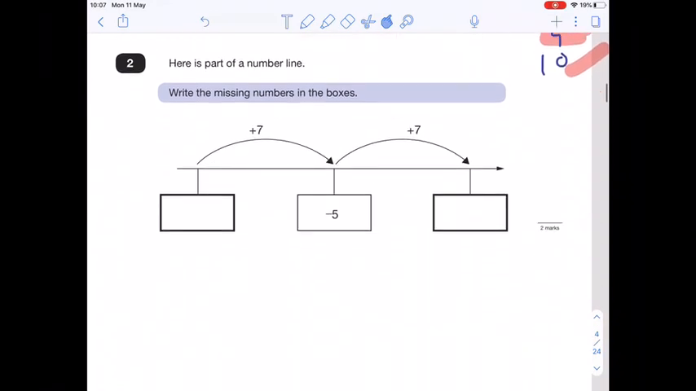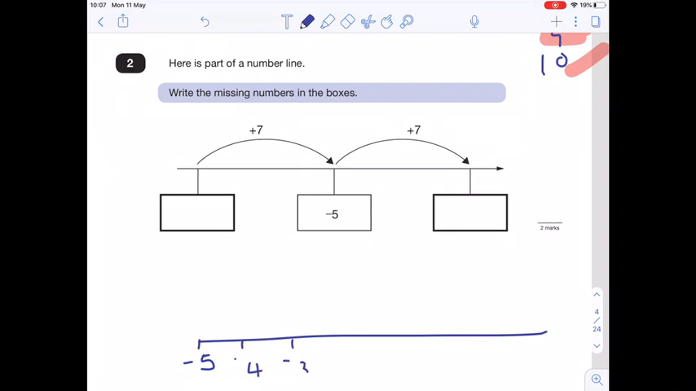Move on. Here is a number line. Write down the missing numbers in the box. So this is the negative numbers that we've been doing recently, so hopefully you did have a go at these. We want a number which is minus 5, add 7. Now, if you're not very confident on negative numbers, I would consider a number line. So you'd have minus 5, minus 4, minus 3, minus 2, minus 1.